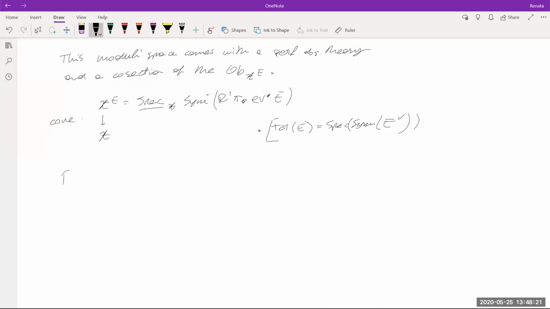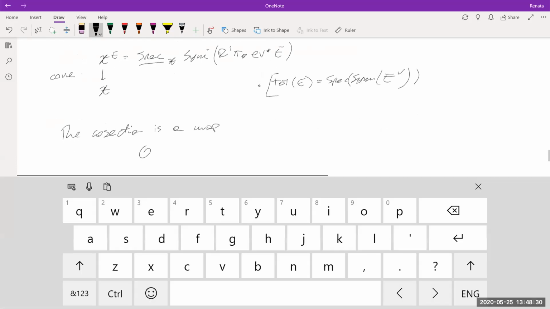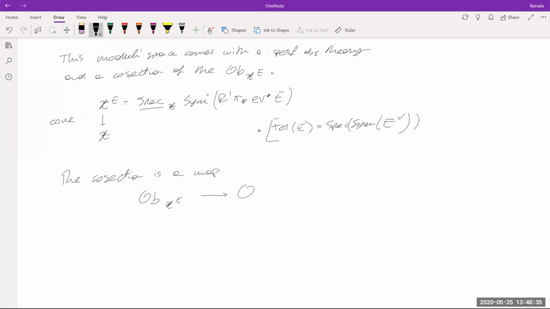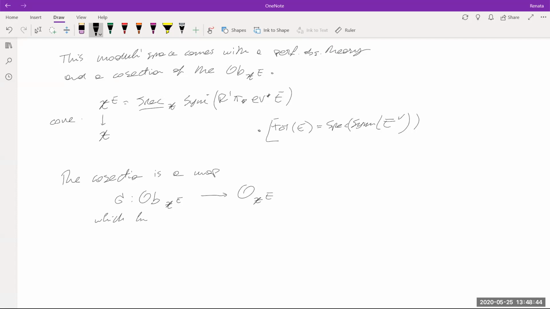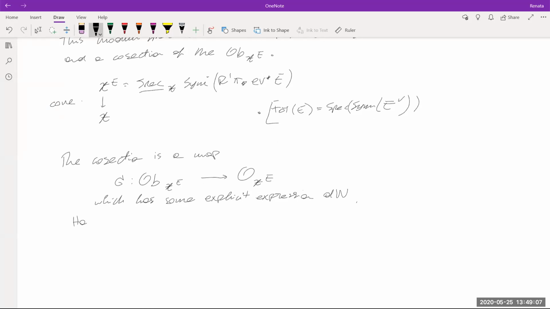Okay, it comes with a cosection. So the cosection is some map from the obstruction sheaf of XE to the structure sheaf of XE called sigma, which has some explicit local expression that looks like the expression dW that I wrote down above. And it has a degeneracy locus: the locus on XE where this map is not surjective is just the moduli space Z inside of XE.